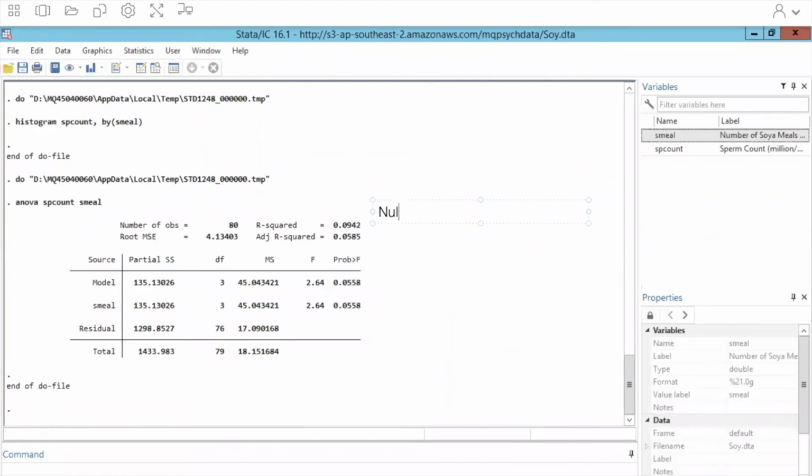All right, so the null hypothesis for this one-way ANOVA with one independent variable and 4 levels simply states that the mean for 0 soy equals the mean for 1 equals the mean for 4 equals the mean for 7. Basically, there is no mean difference between any of these groups. The alternative hypothesis, on the other hand, simply states that there is a significant difference between 2 of our means, at least 2 of our means.